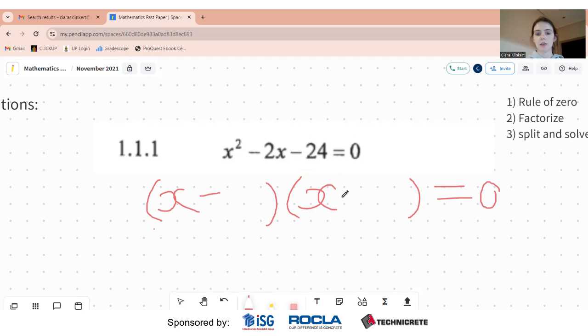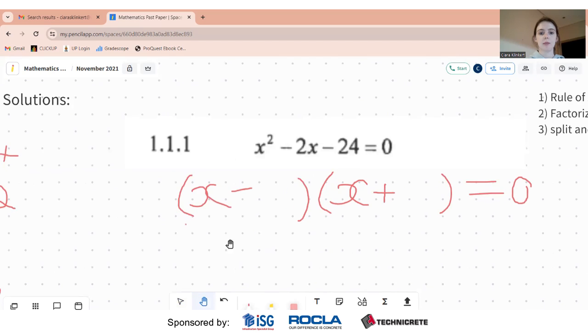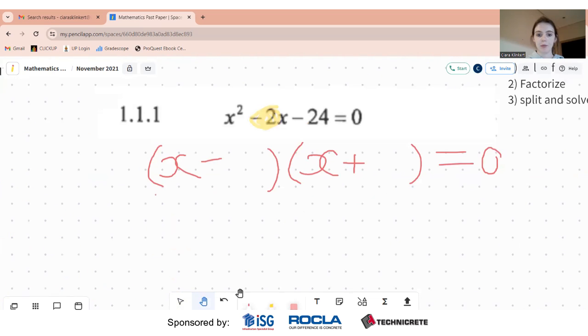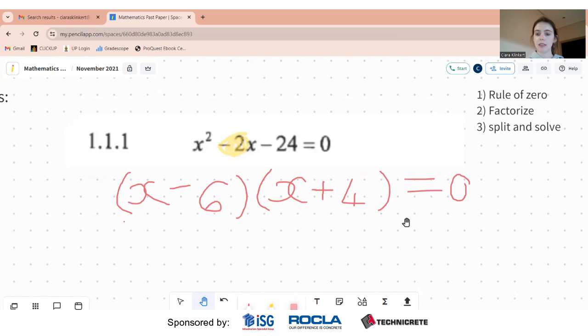Because the constant is negative, I know I must have a minus in one bracket and a plus in the other bracket. I then go look at the factors of 24 and choose a combination that is going to result in the middle term being equal to negative 2. In this case, I see that negative 6 plus 4 is going to give me the required middle term. So negative 6 plus 4. You can now see that I've completed the second step, which is to factorize.